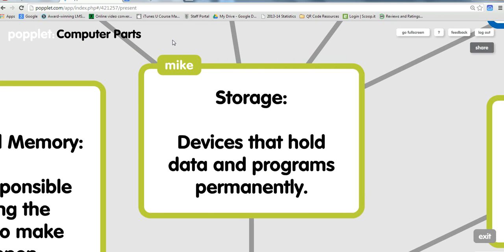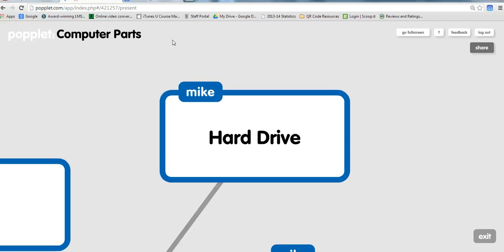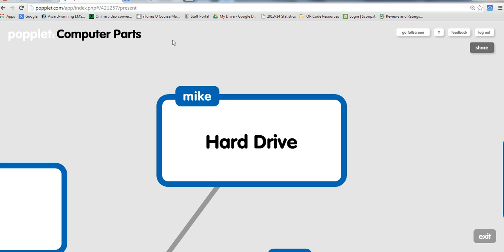Next, after we do all that, now we have to keep our files safe. This is where storage comes in. These are devices that hold data and programs permanently. Can you think of any devices that do that? One should come immediately to mind, and that's your hard drive. That is inside your computer.